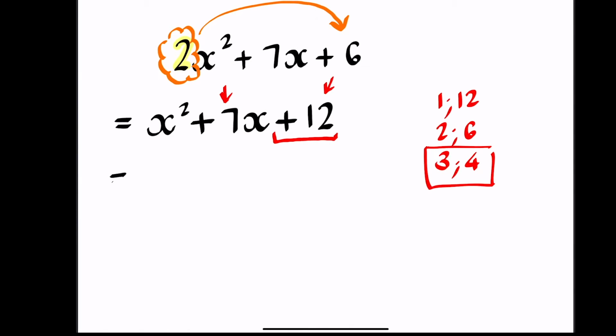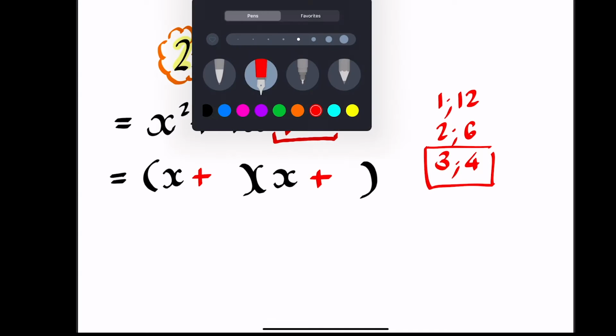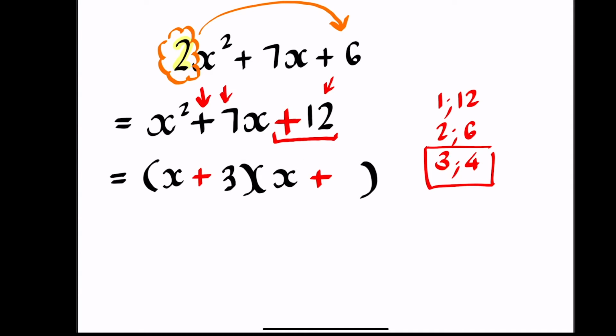So I'm going to factorize this into 2 brackets, and the x goes into both of the brackets. The last term is a plus, which means that both the signs are going to be the same inside the brackets. What are they going to be? I look at my middle term sign, which is a positive, so they're both going to be positive. Now I put the factors that I picked, which are 3 and 4, so I have x plus 3 into x plus 4.